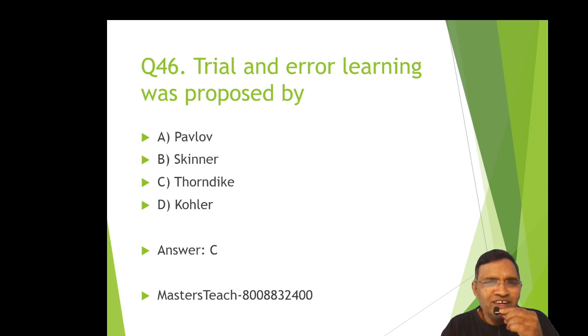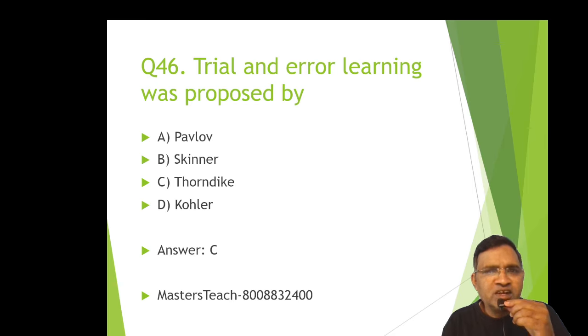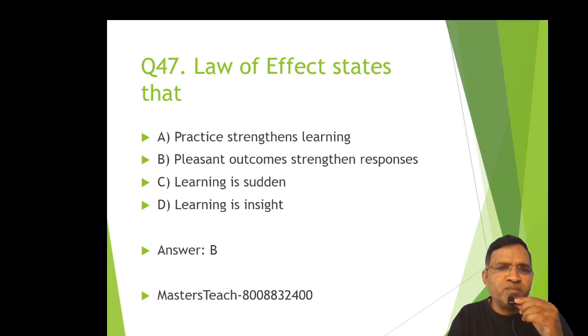Trial and error learning proposed by, very easy, Pavlov, Skinner, Thorndike, Kohlberg. The answer is Thorndike. Trial and error is proposed by Thorndike. Answer C.